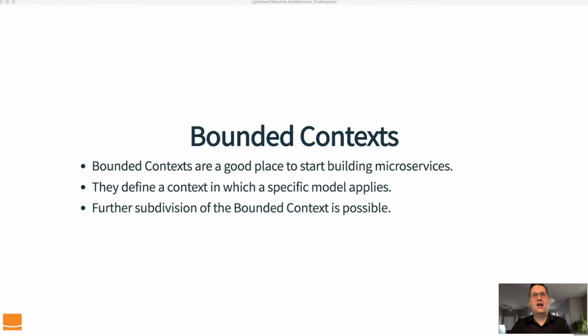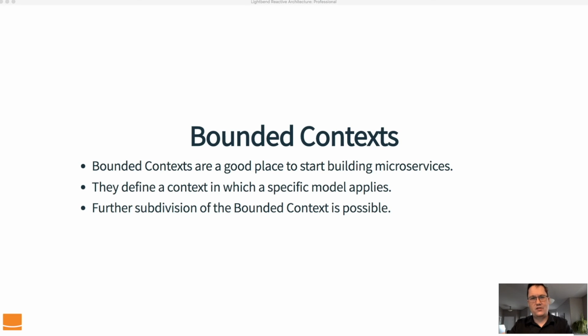So how do we decide where to draw those lines then? How do we decide where to build our microservices and where the proper responsibilities are? This is where we go back to domain-driven design. Bounded contexts are an excellent place to start building microservices. It doesn't mean we stop there, and we'll get into cases later in the course where we can actually figure out ways to further subdivide even a bounded context. But we start by saying that a bounded context could be a microservice.